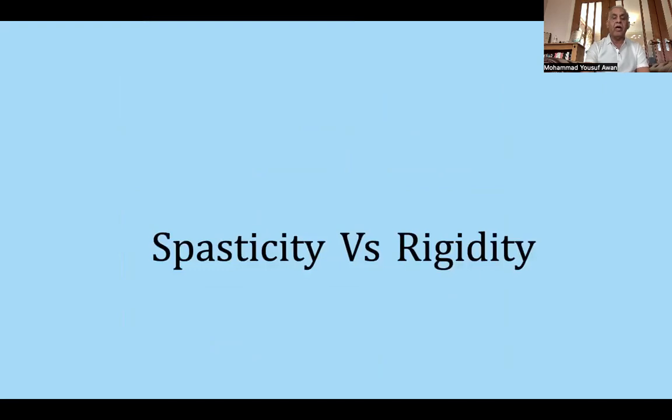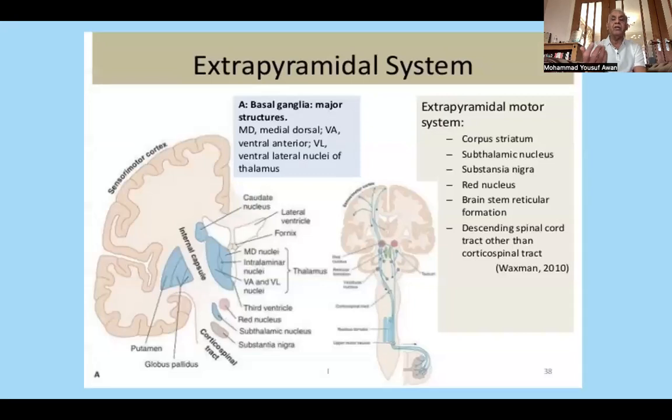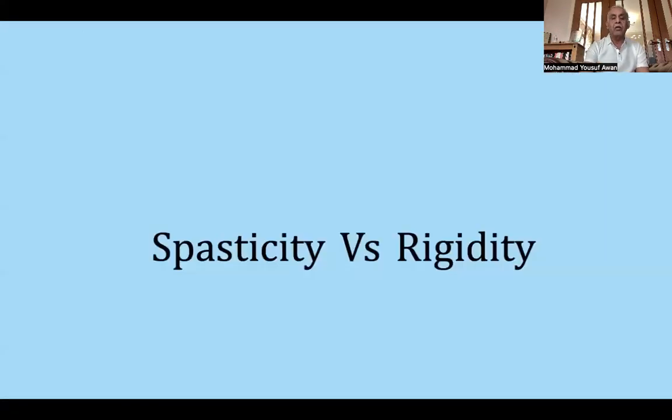Right. The next short case is spasticity versus rigidity. When you examine the motor system, you find that tone is increased in some group of muscles. So that could be either spasticity or rigidity.